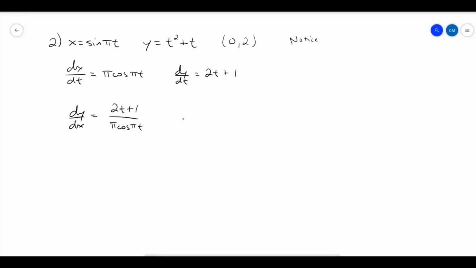Notice when t equals, let's see, if I put 0 in there, that's probably not going to work, but try t equals 1. If t equals 1, then you're going to get x equals the sine of pi, right? And what's the sine of pi? Isn't that 0? And then y is going to be equal to 1 squared plus 1, which is indeed 2, right? And so that actually does produce the point that we're looking for. So the t value that produces that point is t equals 1, okay?